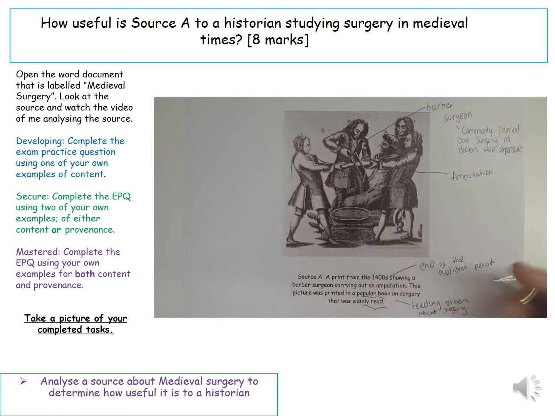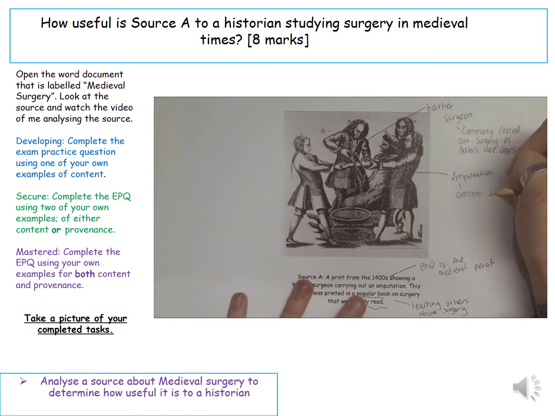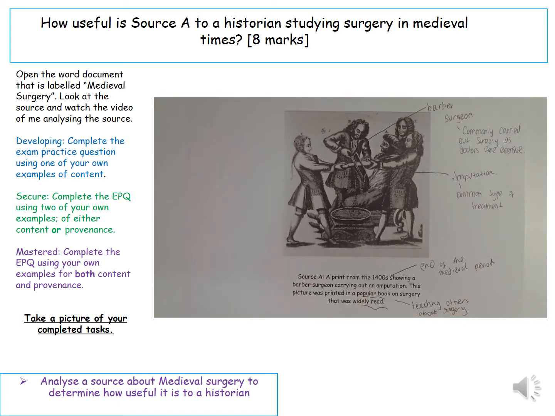They're performing an amputation. Now again, from my own knowledge, I know that amputations was a very common type of treatment. And this source shows that they had a very natural approach to medicine, by performing the amputation. Now we'll look at the provenance again. So a print from the 1400s, which we now know is the end of the medieval period. So this is a good representation of what's happening at the time.